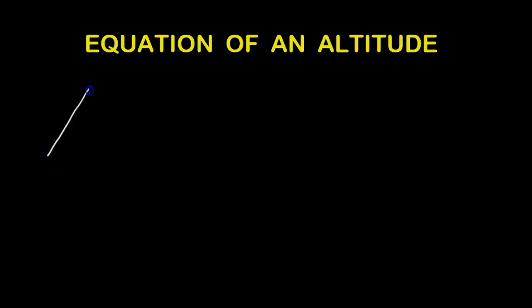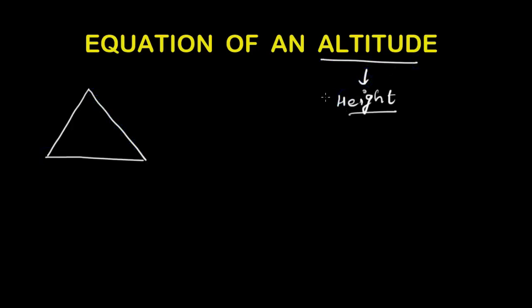Let's say we are given a triangle. The simple name of altitude is height. So an altitude is a line that is drawn from a vertex to the opposite side of the triangle. Because it is height, it is supposed to be drawn at an angle of 90 degrees.